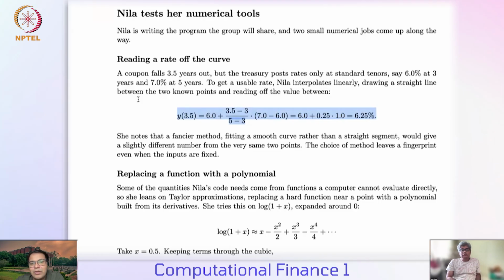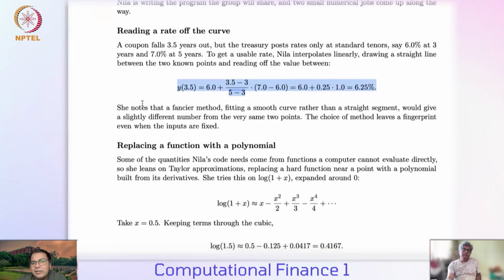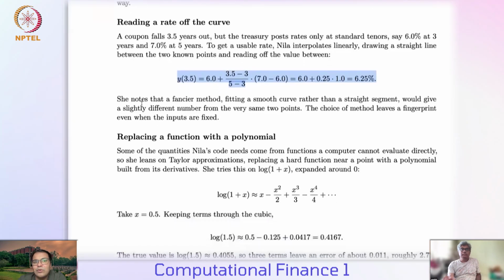Then you have to give a weightage to the difference, and this is what we get, right? So there is an easier way to write this. I leave it up to you, but this will give you basically the same idea, and you end up getting 6.25%.